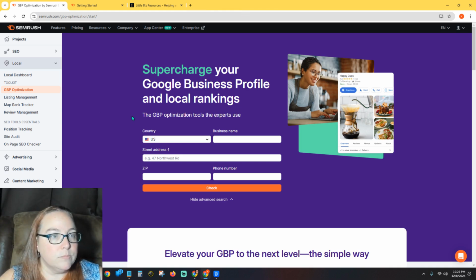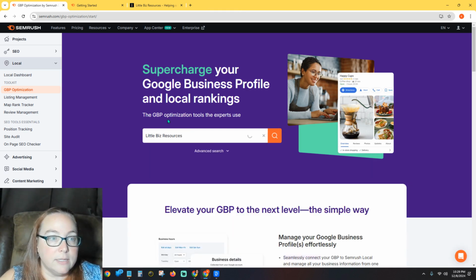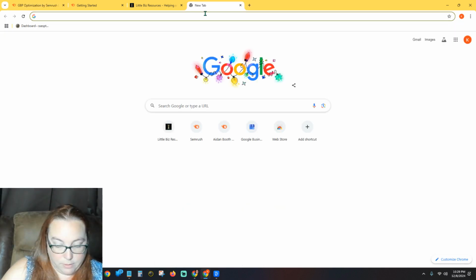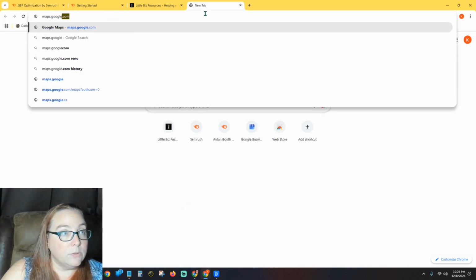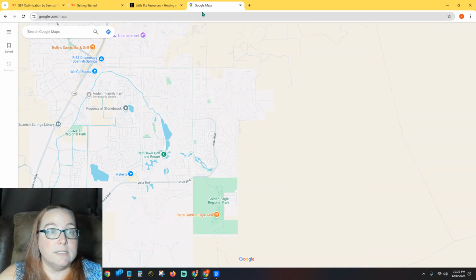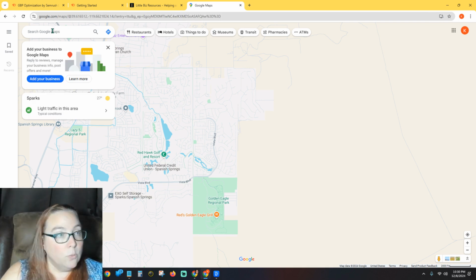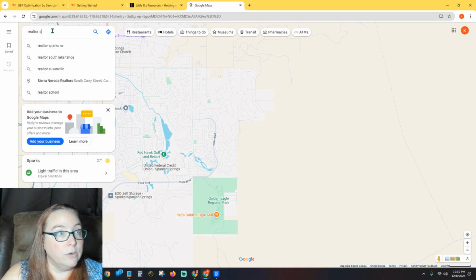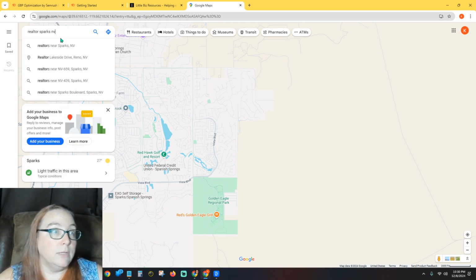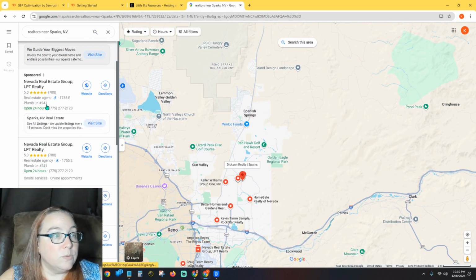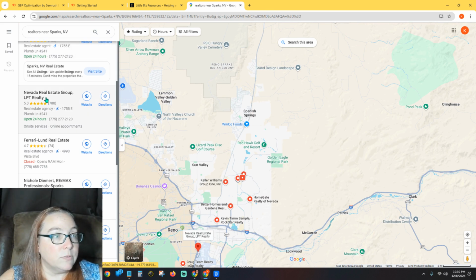All right, so we are going to hide the advanced search, and we're going to try to find something that's local here. I'm going to go to maps.google.com. A friend of mine asked me about this, and he's in real estate, not locally, somewhere else, so we're going to search Realtor near Sparks, Nevada. The first one that comes up that's sponsored, we're going to look at this one right here, Nevada Real Estate Group, LPT Realty. So I'm going to look that one up.